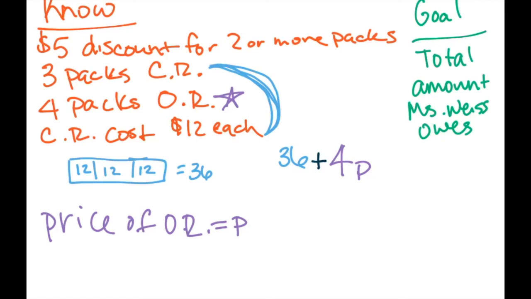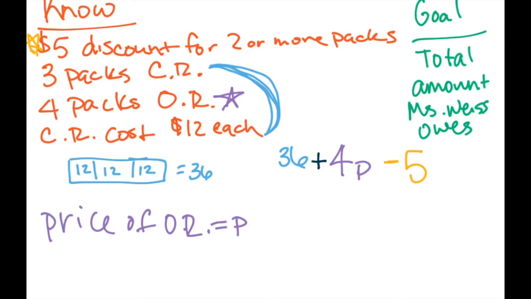But the one last piece of information that we have is that there's a $5 discount for 2 or more packs purchased. Well, it looks like Miss Weiss purchased 7 packs total, so she's definitely going to get that discount, which means we're going to take $5 away from her total.